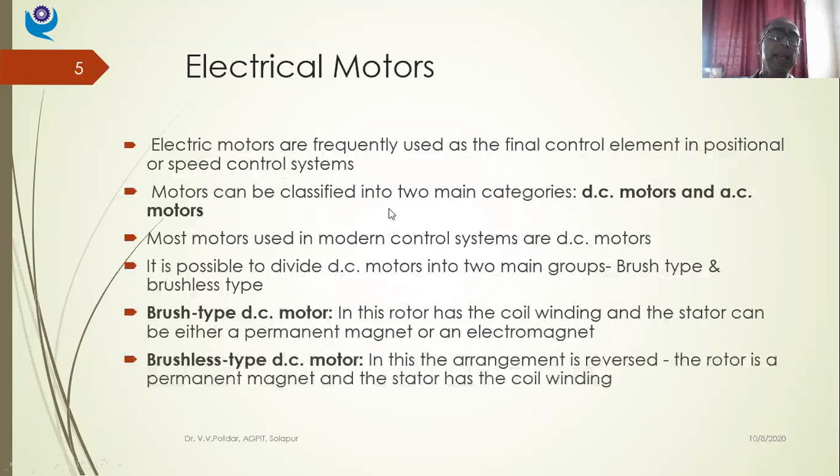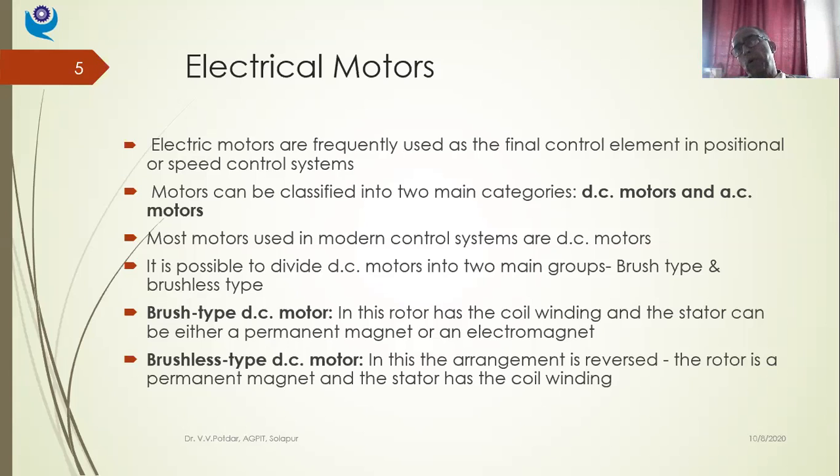So the electrical motors are frequently used as the final control element in a positional control system or a speed control system. Remember, a positional control system is also called a servo mechanism, wherever the objective is not just to continuously move the load, but the objective is just to change the position of the load, or change the position of a valve, change the position of a switch, change the position of a lever arm. So those positional control systems are called servo mechanisms.